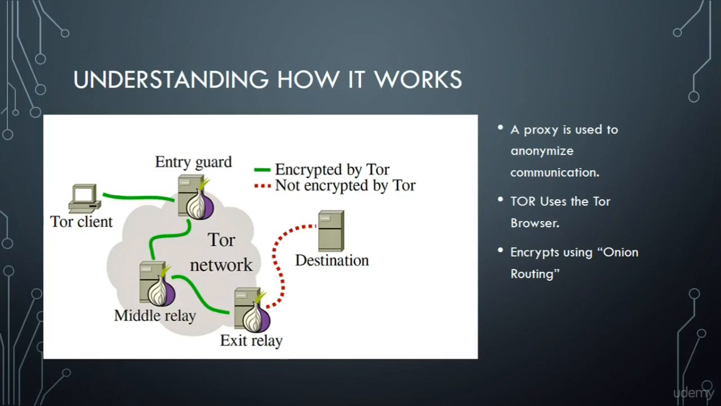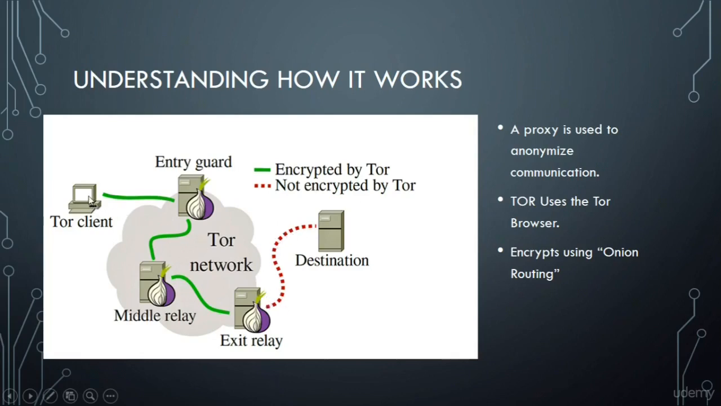Let's understand how Tor works. Tor is a system, a series of proxies, that is used to anonymize communication over the internet. Tor, the onion router, uses the Tor browser, which as I said is the tool that we're going to be using to browse the deep web or the dark net. It encrypts data using the onion routing system, which is basically a layer of proxies that will shield your traffic as you're browsing the deep web or dark net.